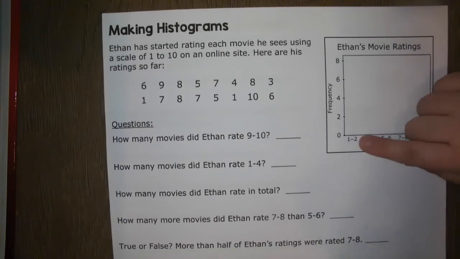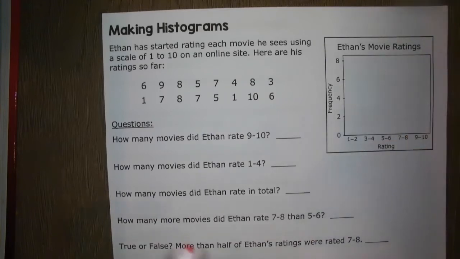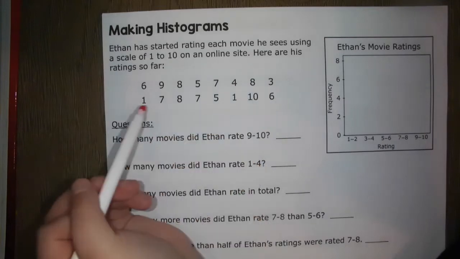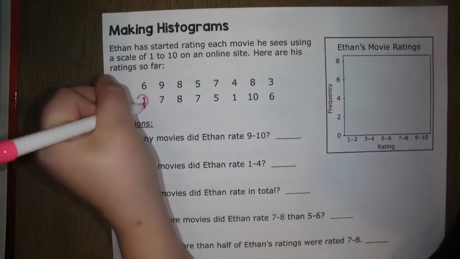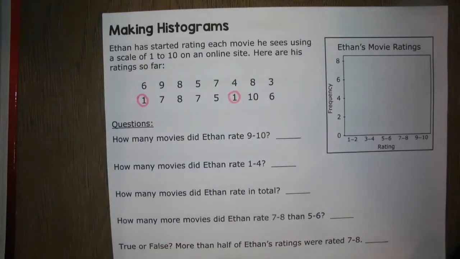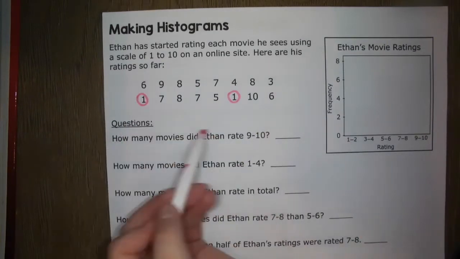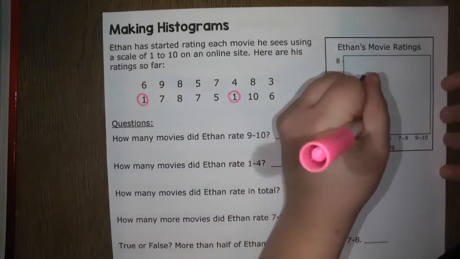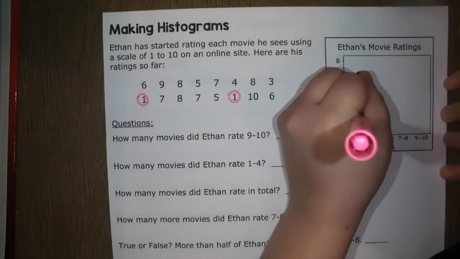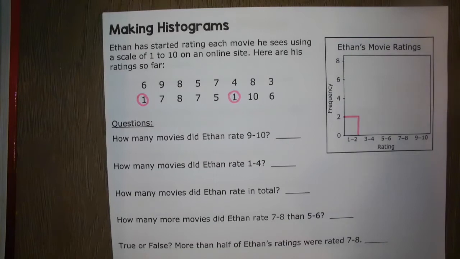So let's start with our first interval of 1 to 2. So I'm going to look at all my data for numbers from 1 to 2, and I see 2 of them. That is how frequently numbers between 1 and 2 occur in his ratings. So I'm going to go and make my first bar, and I'm going to make it go up to 2.